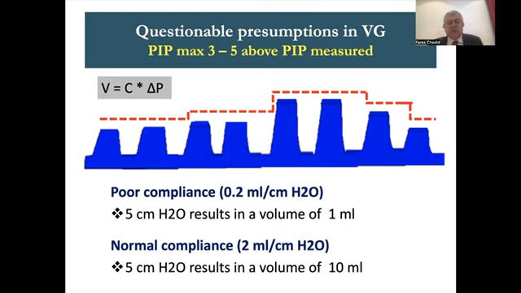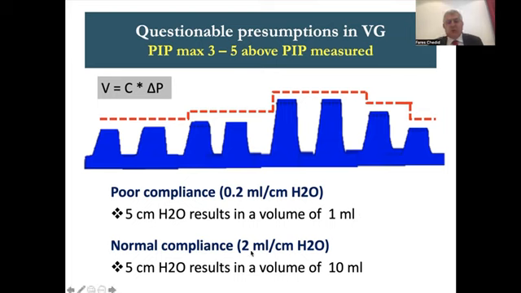So the patient below has a very healthy lung with a compliance of 2 mL per centimeter water. If we allow both of them the same 5 centimeters above PEEP, as we see here, volume equals compliance multiplied by delta P. So the volume produced will be the compliance, which is 0.2, multiplied by 5. That will be 1 mL. In that patient with poor compliance, the volume produced by 5 centimeters water is only 1 mL.